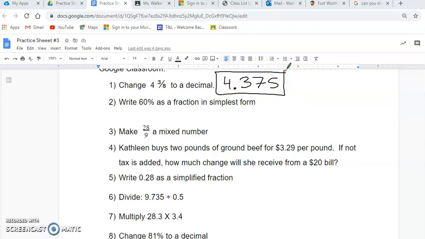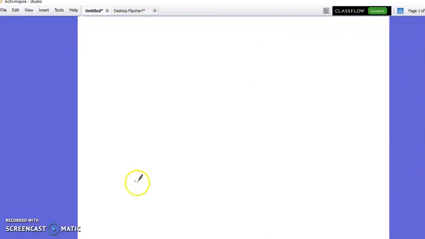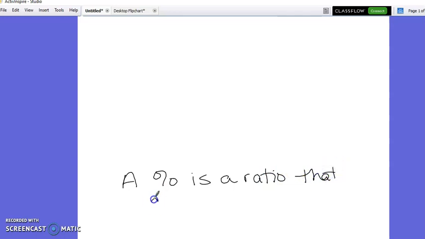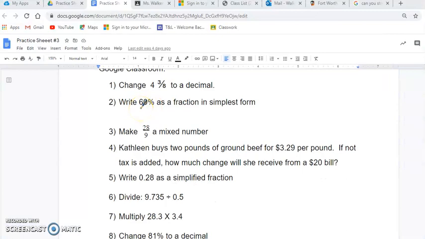Okay? Now, number 2. I told you you were going to remember this definition. A percent is a ratio that compares a number to 100. Say it with me. A percent is a ratio that compares a number to 100.